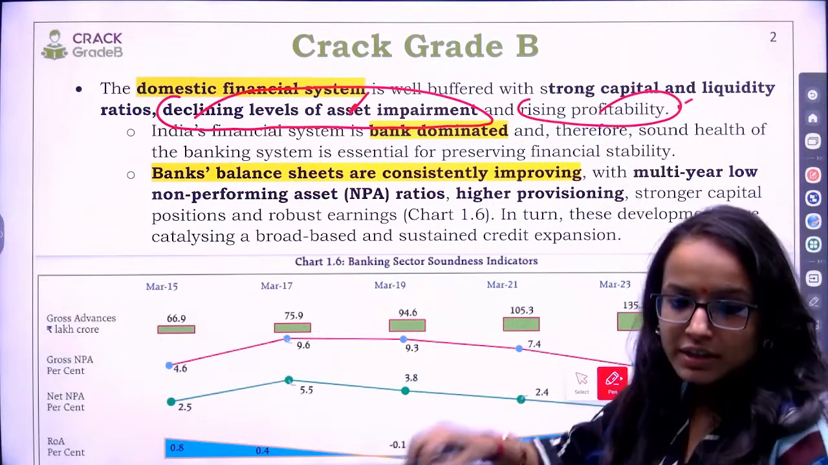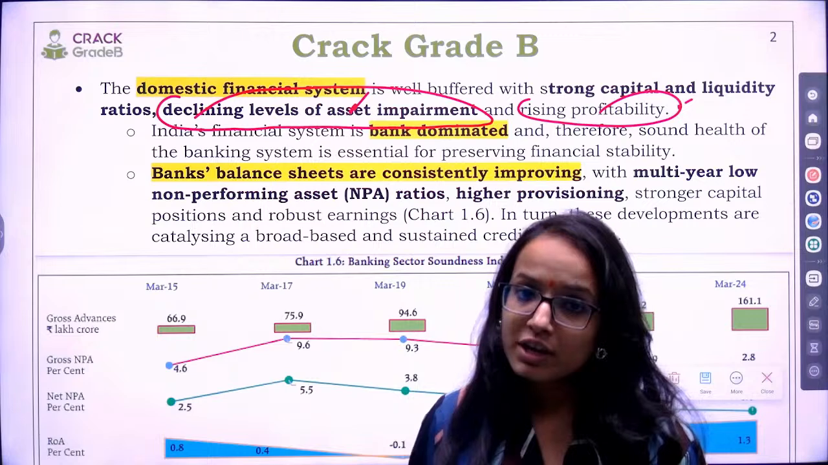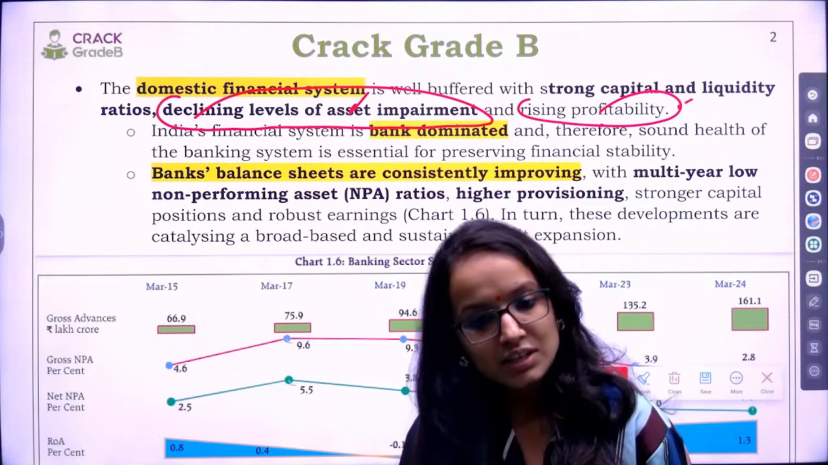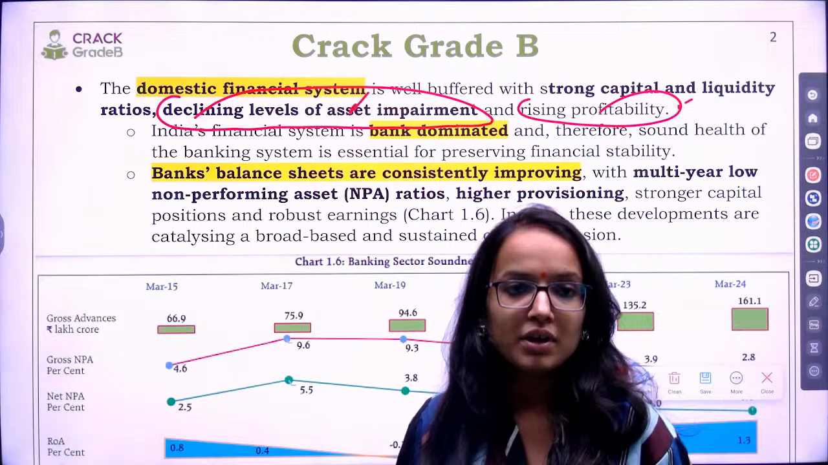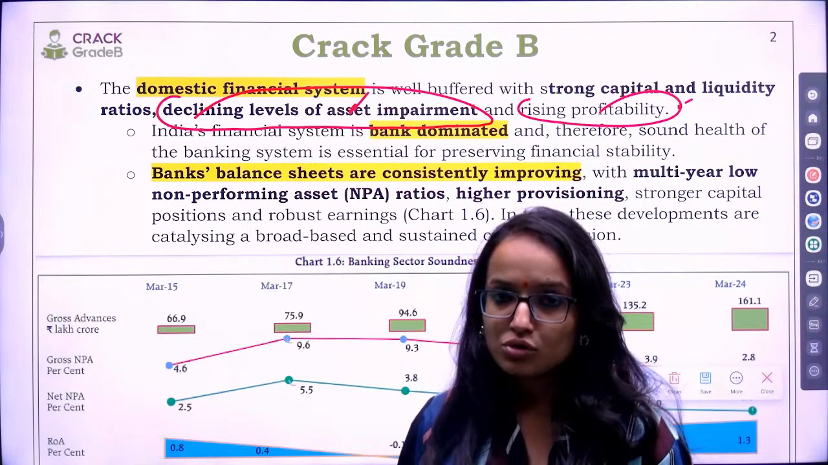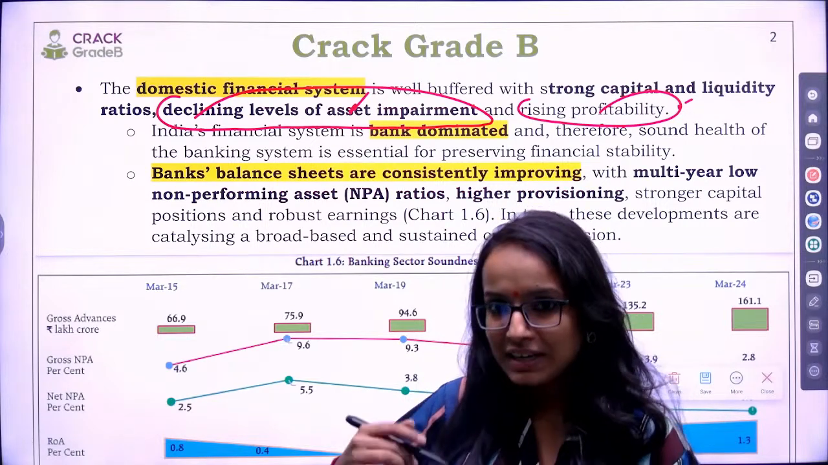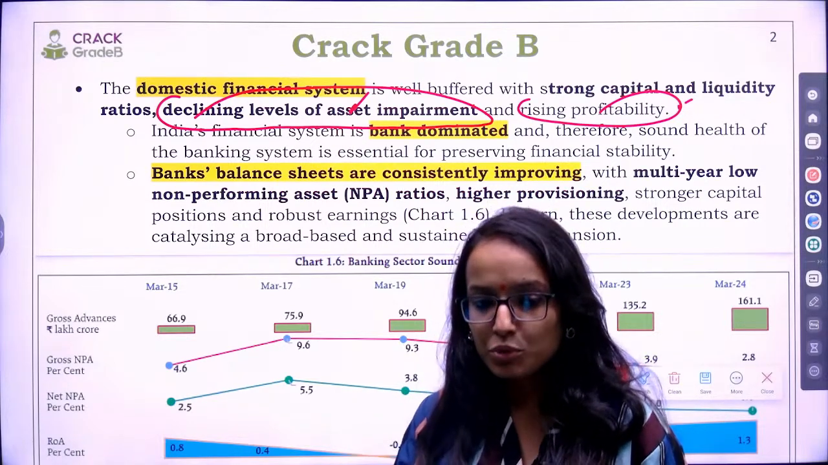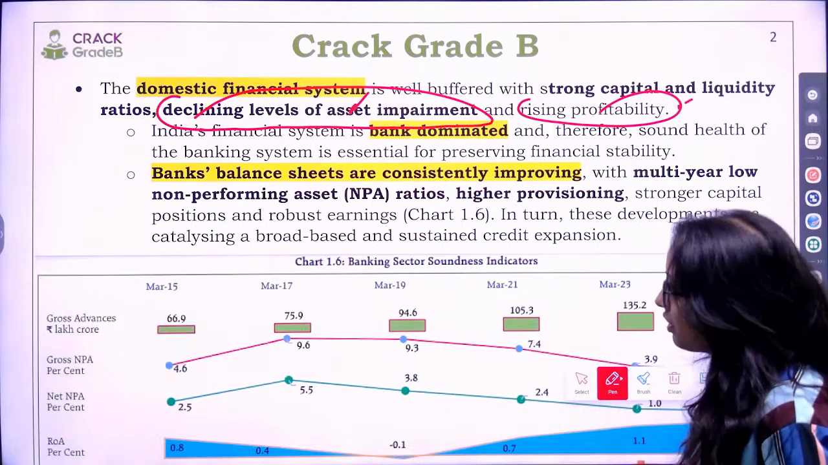So the assets which we are holding can be your financial market assets. We are also talking about real estate related assets. So these can be your stocks, these can be your real estate assets, all these assets. So the impairment in these assets is falling and the profitability is rising. That is something providing resilience to the Indian financial market. You have noted it down, right?